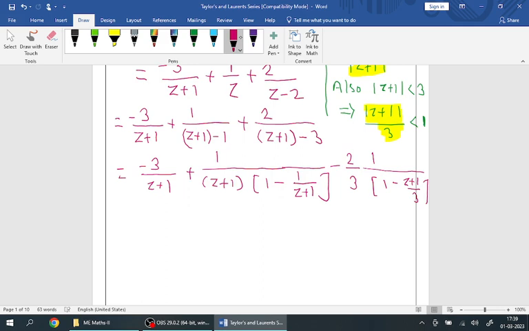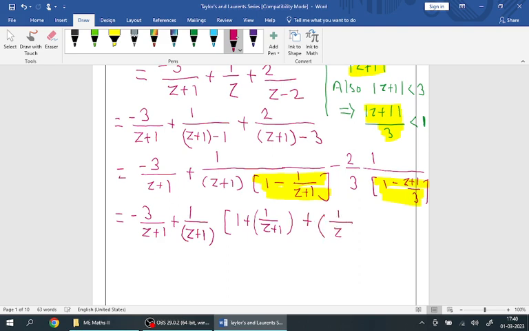You will observe the best part, we got 1 upon... See, this is the best part. This is actually 1 upon 1 minus r. 1 upon 1 minus r. And this is 1 upon 1 minus r. Where we can apply that series. So first term, minus 3 upon Z plus 1, as it is. This 1 upon Z plus 1 as it is. And here is the expansion: 1 plus r, r is 1 upon Z plus 1, plus r square, plus r cube and so on.